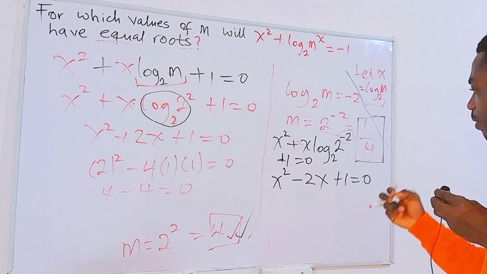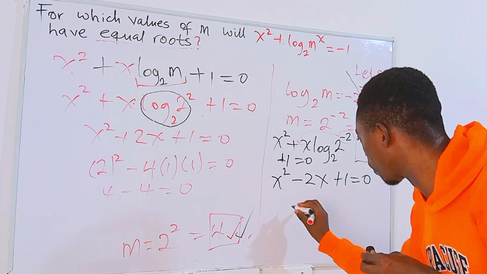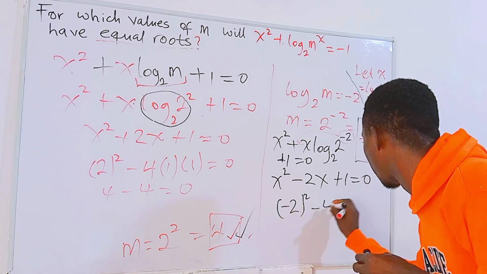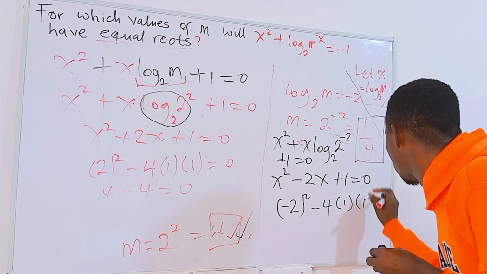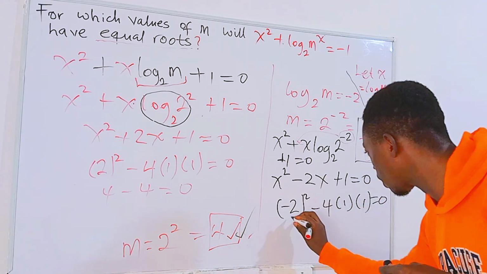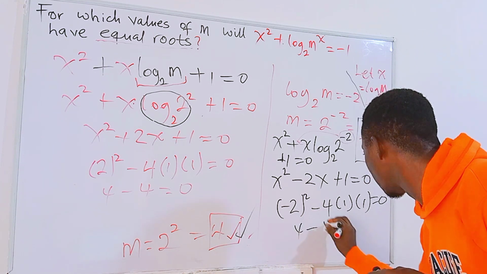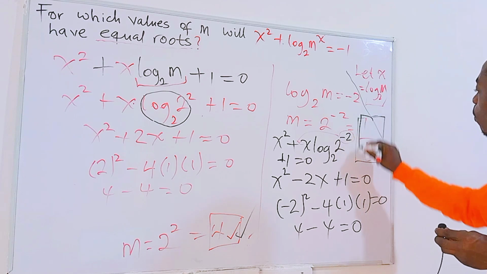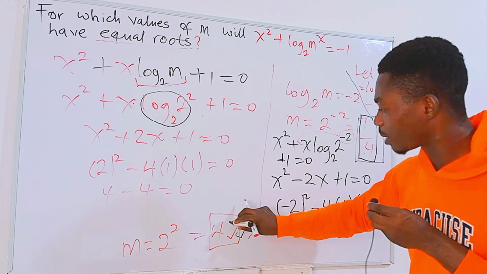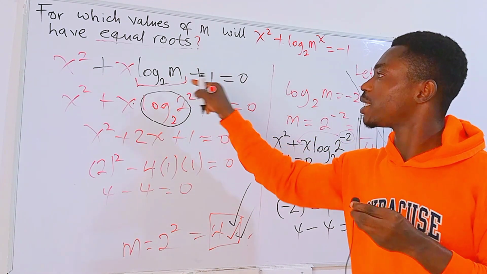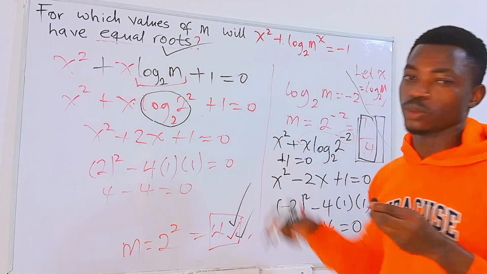Then we will just verify to see using the discriminant formula. So it will be negative 2 squared minus 4 times 1 times 1. And this must be 0. So negative 2 squared, that is 4, minus this also 4, and it is true. So it means that 1 over 4 and then positive 4 are correct. And they will make this equation have equal roots.